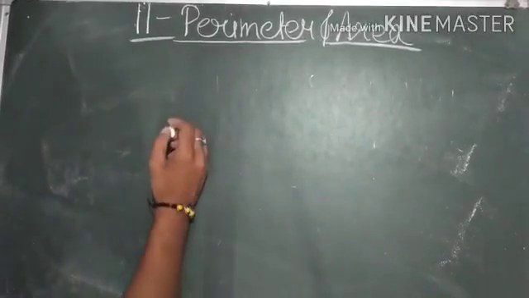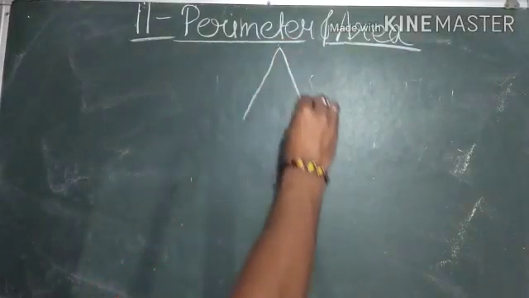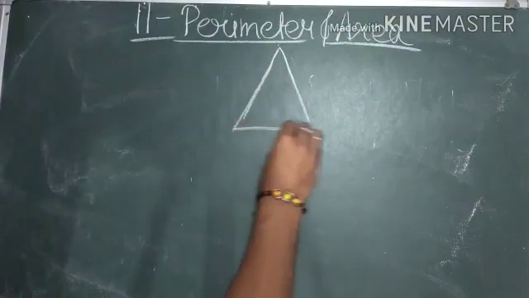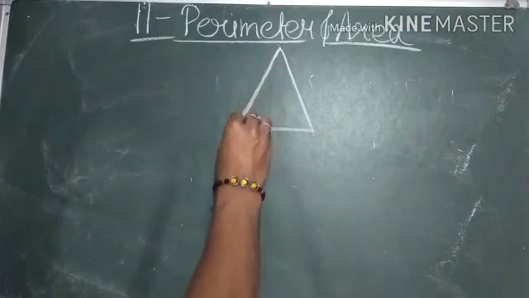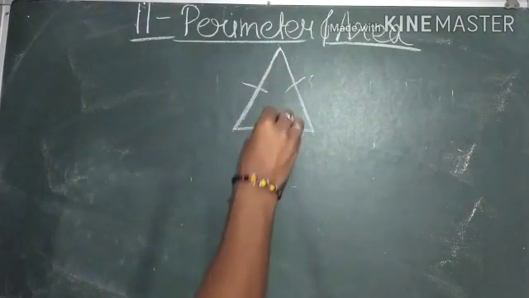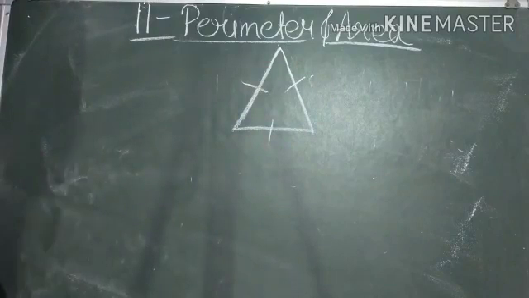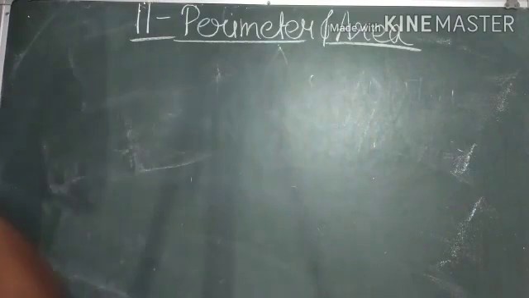In lesson number 11, perimeter and area, today we will study triangles. So what are triangles? Triangles are figures bounded by three sides. Like this, we have three sides in this figure, so this is a triangle. There are basically three types of triangle.